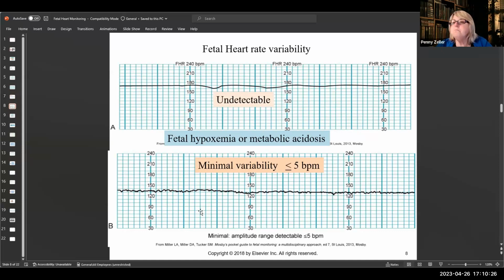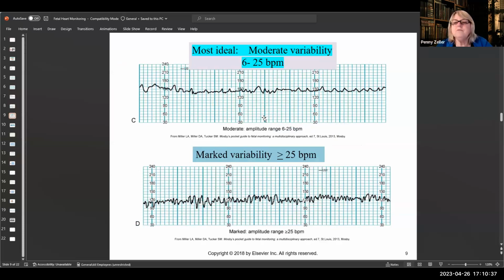The next one down is minimal variability, only about 5 beats difference in the baseline. We need to see 6 to 25 beats more per minute from the baseline. We need a moderate amount of variability, like this picture. The baseline on this one looks like about 140, and it bumps way up to 160 at times. So that's 20 beats more, and that's good variability.